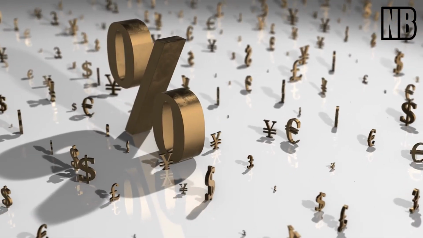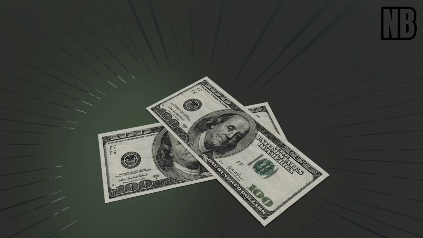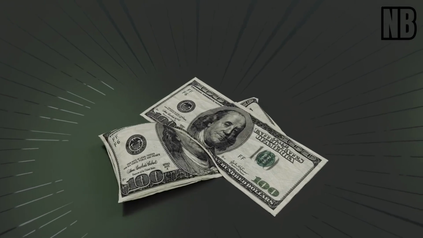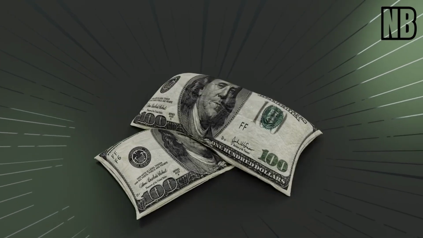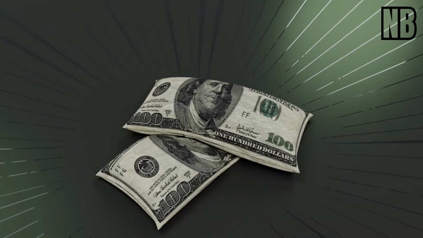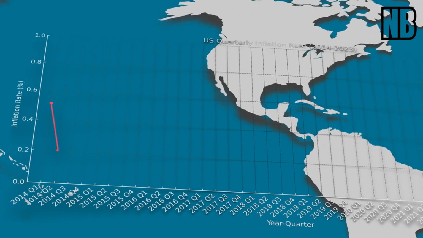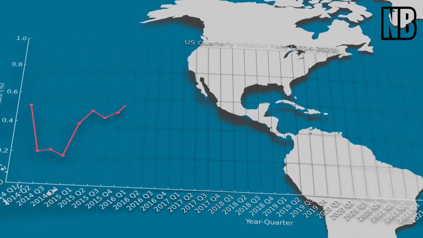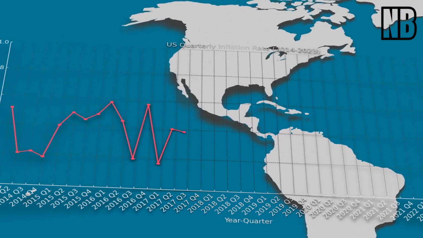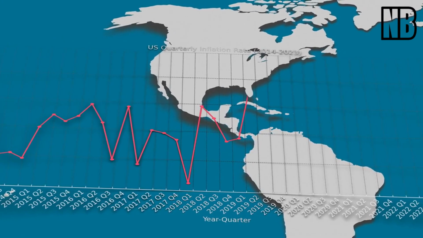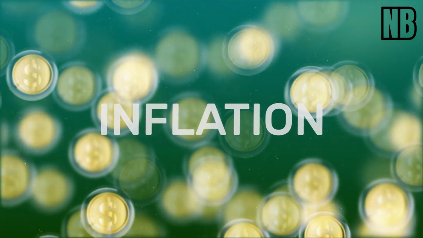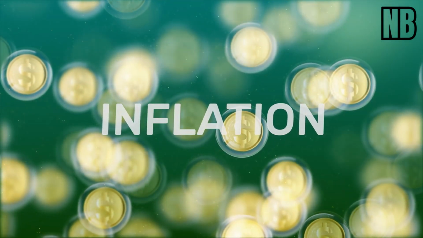7. Managing inflation expectations. Central banks use interest rate hikes not just to manage current inflation but also to influence expectations about future inflation. If people believe that inflation will be controlled in the future, they may adjust their spending and pricing behavior accordingly. This can help stabilize inflation over time.